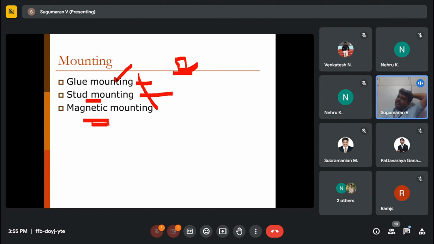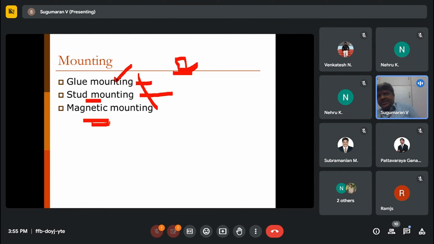How about magnetic mounting? Whenever I have some 10-15 machines, I want to take vibration signals, and all has this metallic part where magnet is able to get attached to, and I'll be preferring magnetic mounting because I can keep the sensor, take the signal, and come.